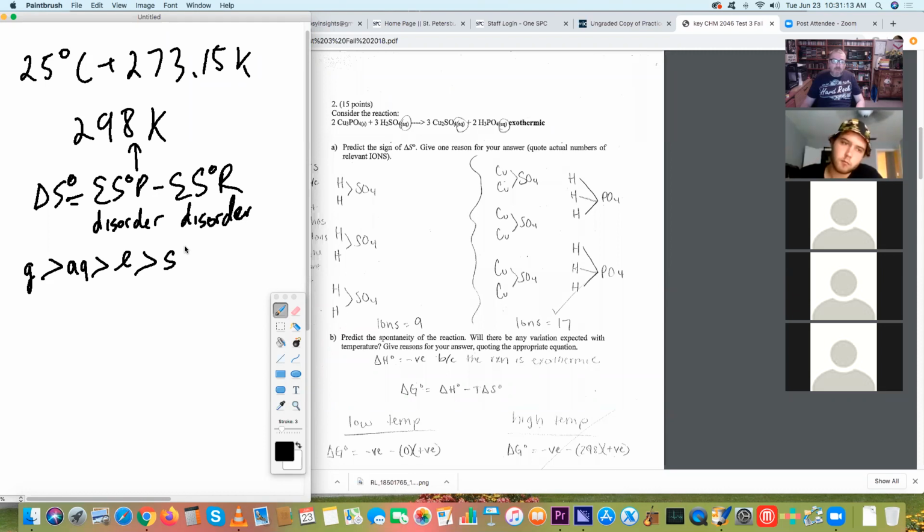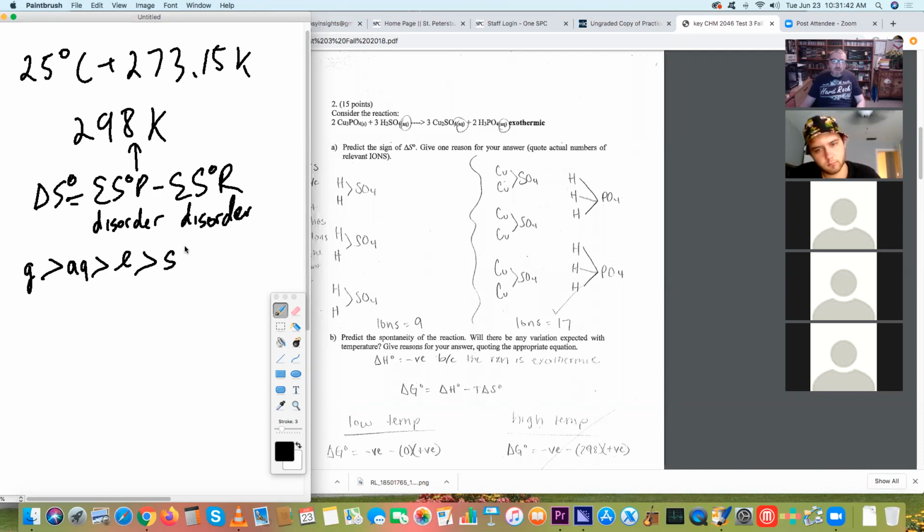Aqueous ions are lots of ions dissolved in a pure liquid like water, and that's going to be more disorder than just a pure liquid, like pure water or pure bromine or something like that. And of course, solids are highly ordered, so you don't expect a great deal of disorder out of solids. So when you're looking at an equation like this, you can look at the states of things and get an idea of the amount of disorder on each side.